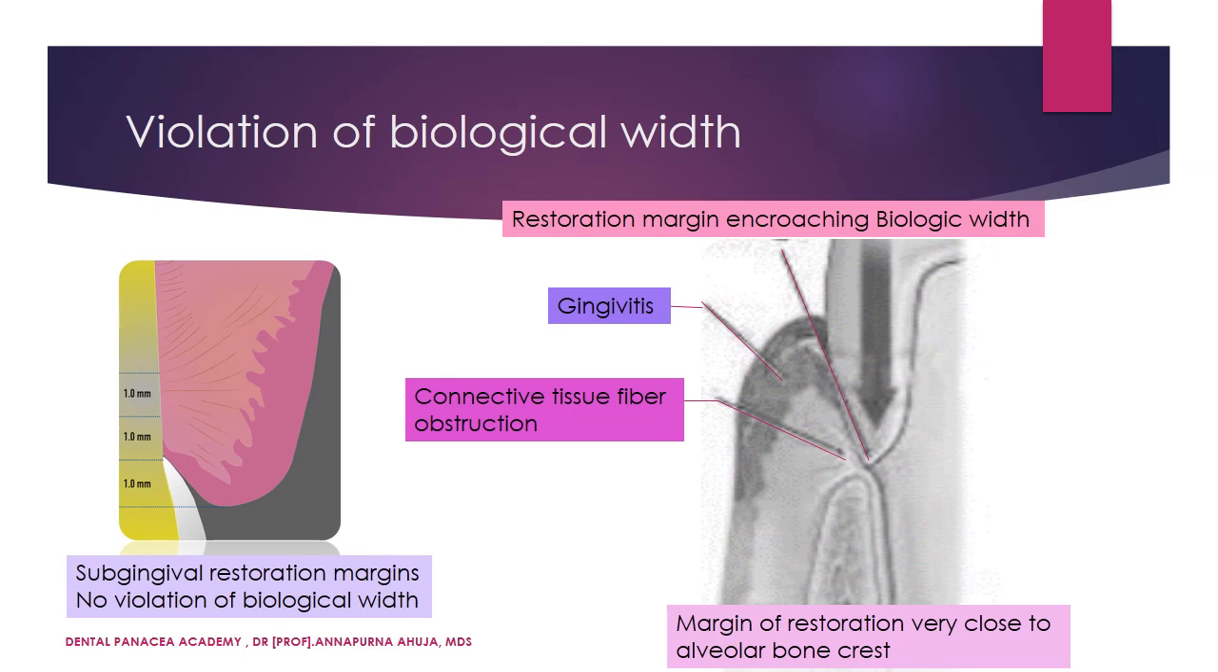In this picture you can see the crown placement, and it is just below or just approaching the crest of the alveolar bone. It is causing gingivitis, it is affecting the connective tissue fiber attachment, and it is affecting the biological width.